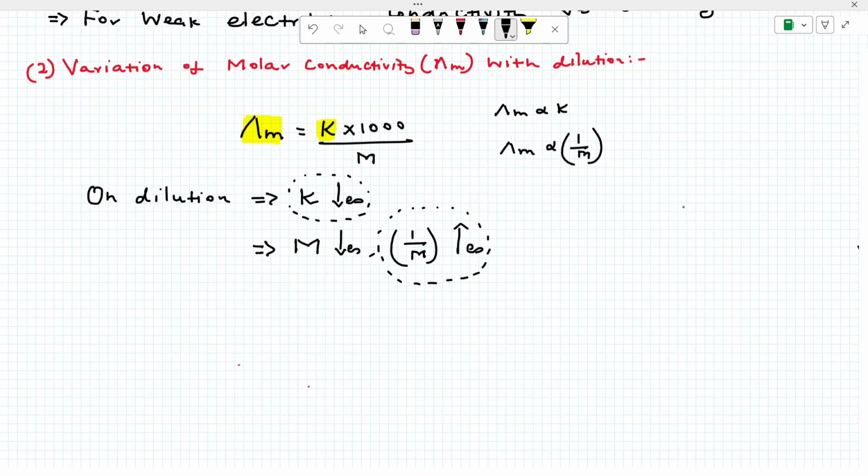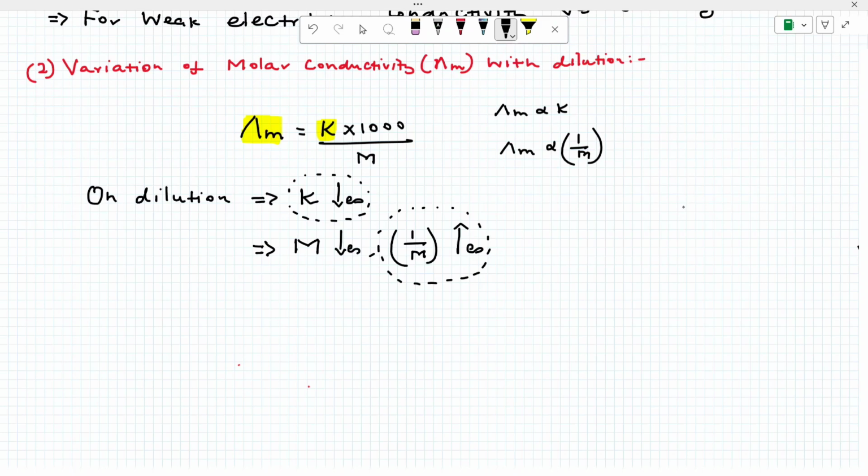Now we have this K and 1 by m. Whichever of these two dominates, lambda m follows that. For assume, okay, if compared to 1 by m, K is larger, what will happen to lambda m on dilution? Increase or decrease, students? Tell me. If the 1 by m factor, the K factor is larger, what happens to lambda m on dilution? Decreases. Yes or no? You got the point. Suppose the K factor 1 by m factor is larger, the lambda value increases. So here two scenarios come, right?